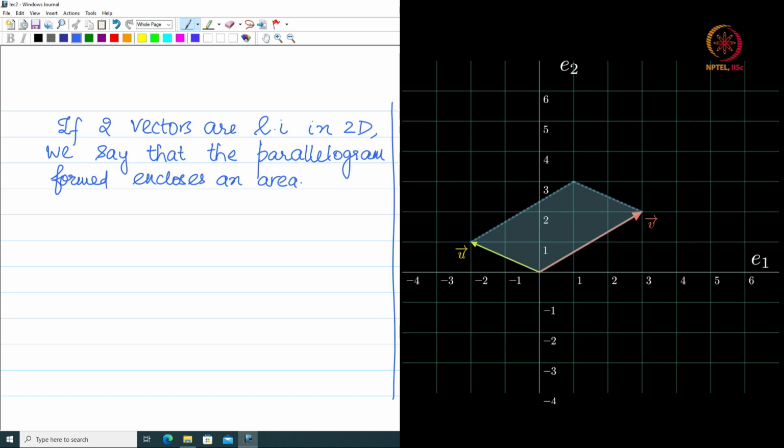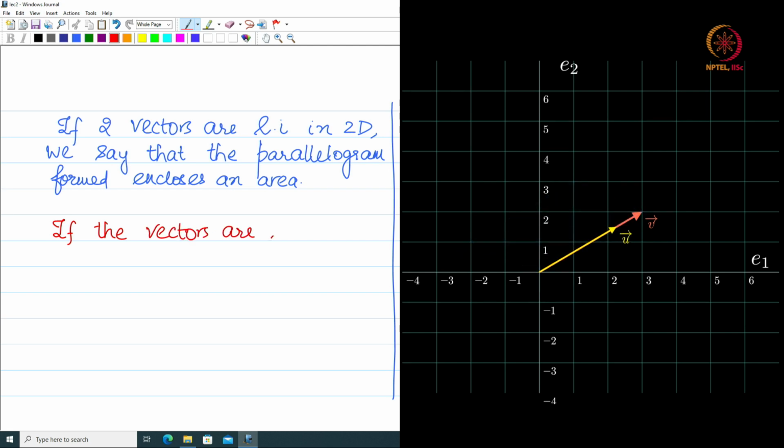So, if the vectors are linearly dependent, then no parallelogram is formed, and therefore the area enclosed is 0. That means the parallelogram basically degenerates to a line, and the area is equal to 0.